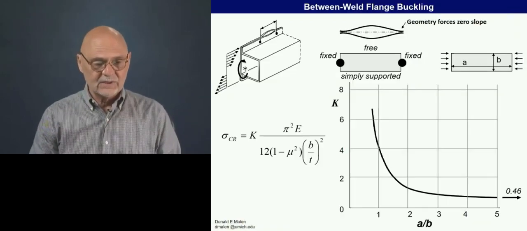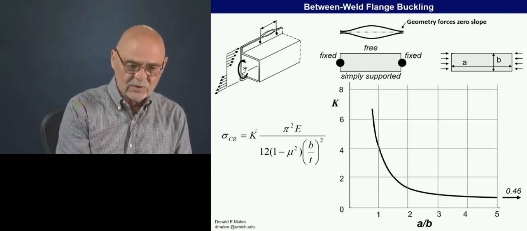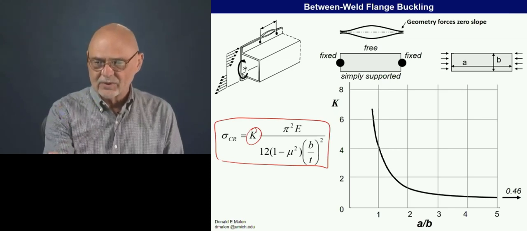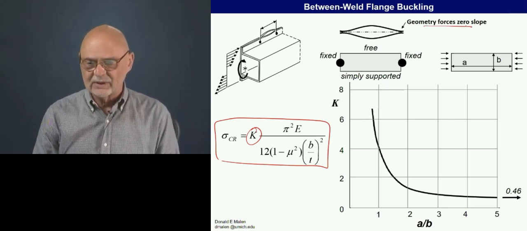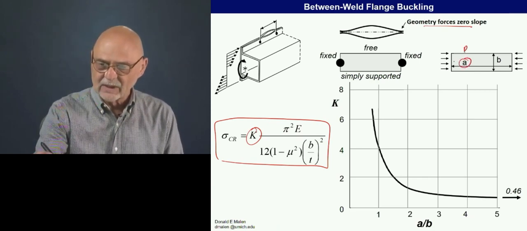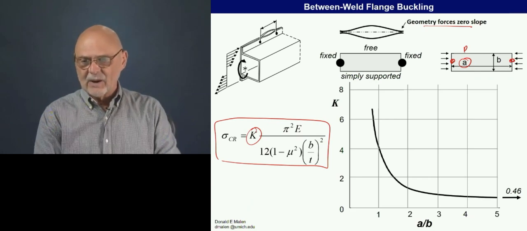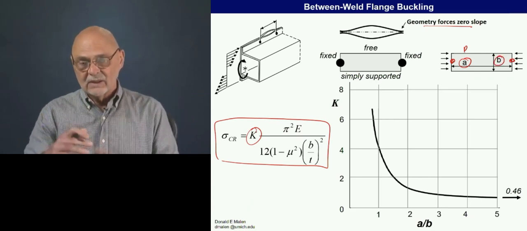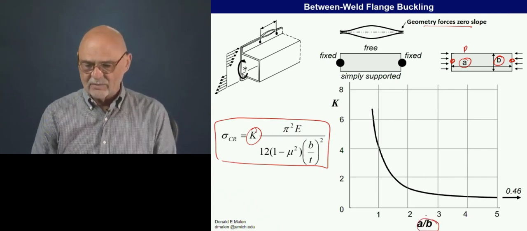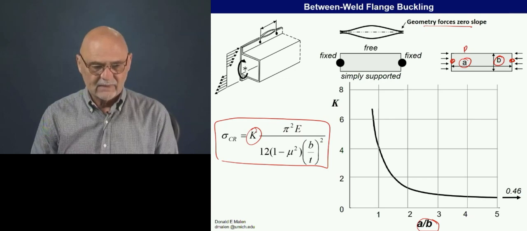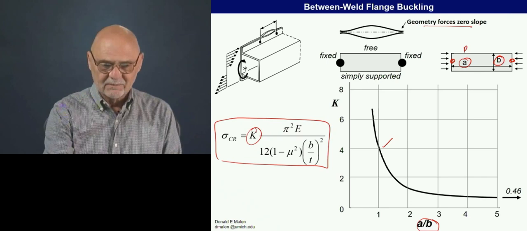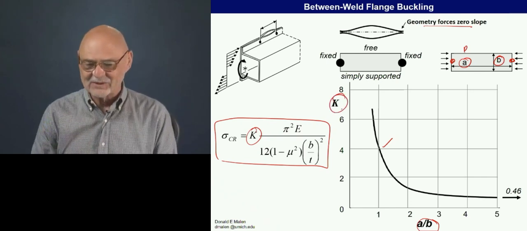So what we need for this condition is a buckling coefficient. We use the same equation as before. And again, the geometry forces the slope to 0 here. The A value is the pitch, so that's the distance between the spot welds, and B is the flange height. So the bigger the flange, the smaller this A over B ratio will be. Okay, and this is the value for the buckling stress, or the buckling coefficient, excuse me.